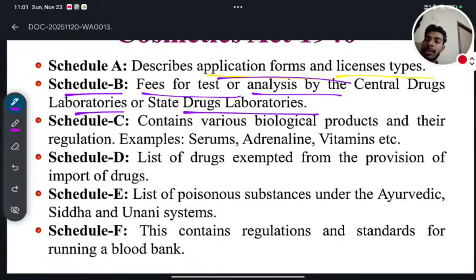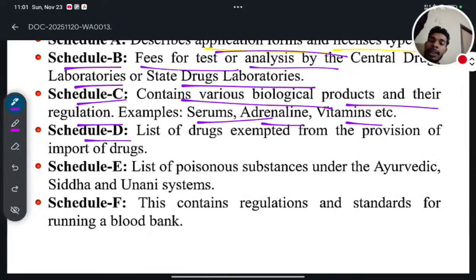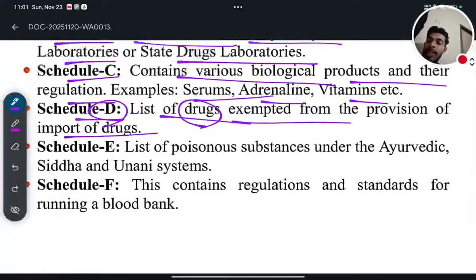Again, Schedule C will come. Schedule C contains the various biological products and their regulations such as serum, adrenaline, vitamins, etc. Schedule D, list of drugs. See, D for drugs. So list of drugs exempted from the provisions of the import of drugs. Schedule E. E comes for poisons. You have to remember that. Schedule E, list of the poisonous substances under the Ayurvedic, Siddha and Unani system.